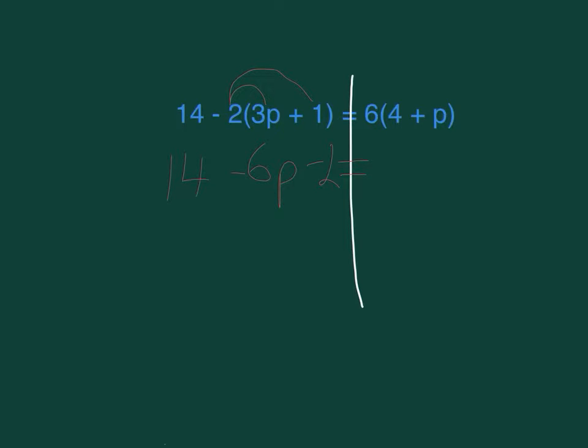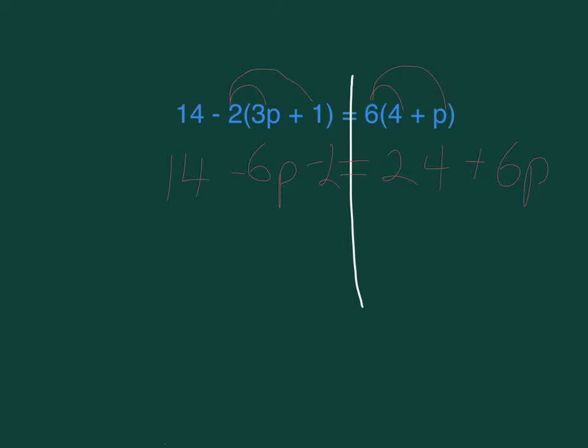Alright, on the other side, we have another distributive situation. So we're going to do 6 times 4, which is 24. And I have 6 times p, which is positive 6p.